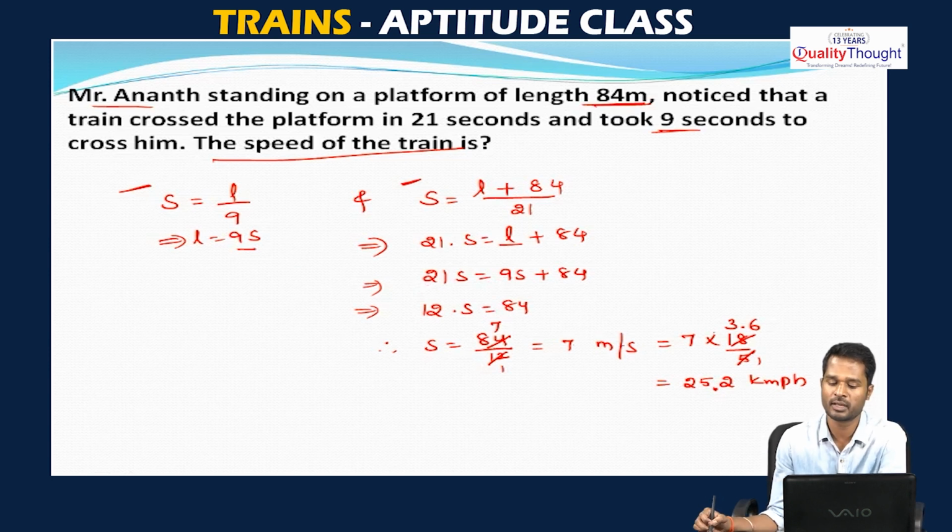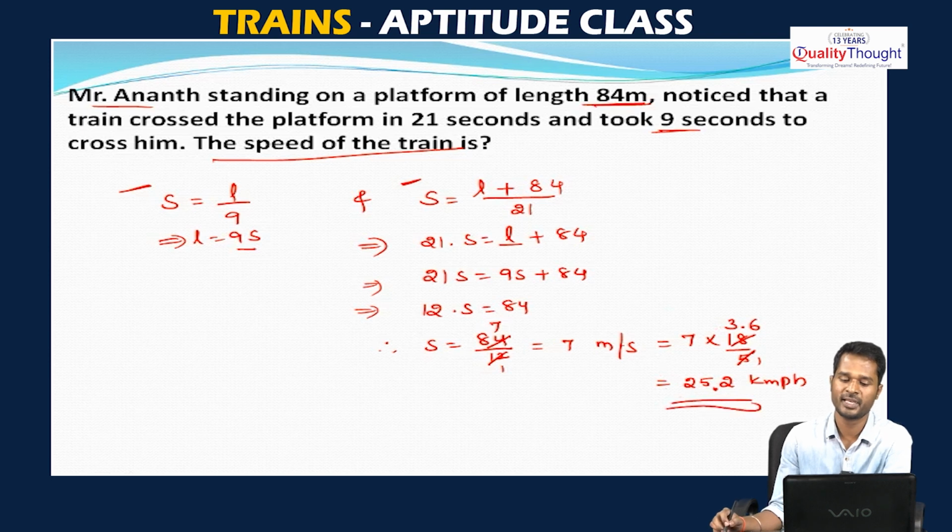If we want to convert it into kilometers per hour, multiply it by 18 by 5. 5 ones are 5, 5 threes are 15, 5 sixes are 30. So 7 sixes are 42, 7 threes are 21 plus 4, 25.2. So this is the speed of the train that is calculated.